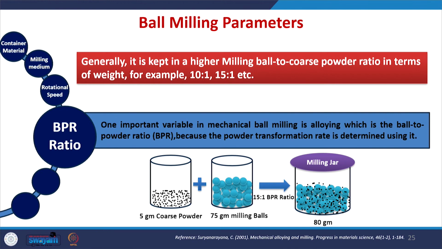The next important parameter is BPR. BPR is the ball to powder ratio. This is one of the important parameters, because the powder transformation rate is mainly determined by the BPR. Generally we keep a higher ratio between the milling balls and the coarse powder, usually 15:1. For example, if you are using 5 grams of powder, we have to use 75 grams of milling balls. That is a 15:1 ratio. If you use that ratio, then you can get smaller size particles.